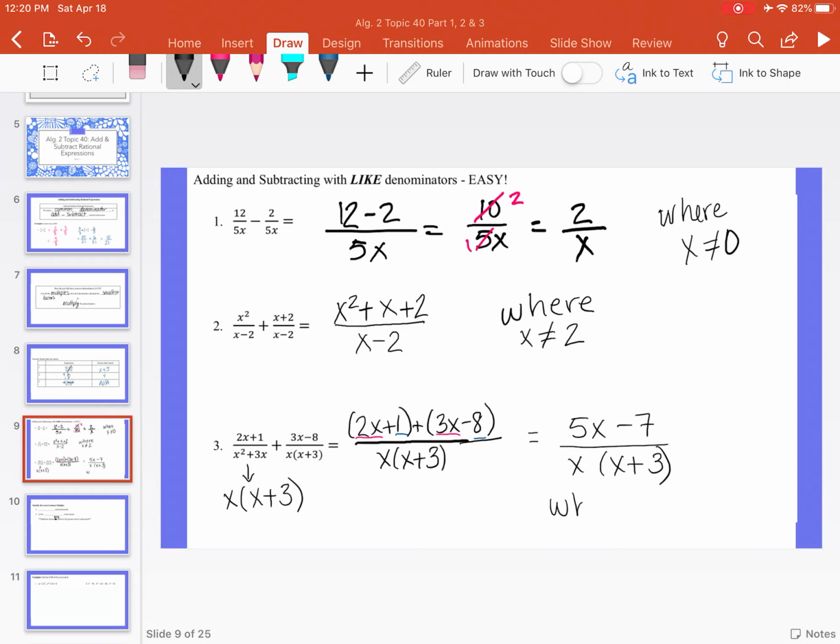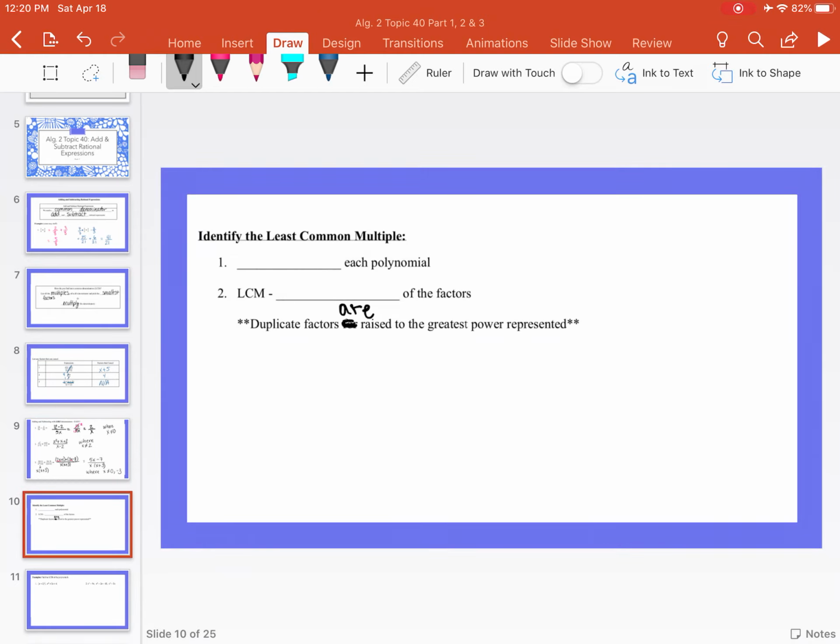And this occurs for all real numbers where x cannot equal 0 or negative 3. Now, sometimes we need to identify the least common multiple. So what we want to do is first factor each polynomial. Now, the least common multiple is the product of all of the factors.